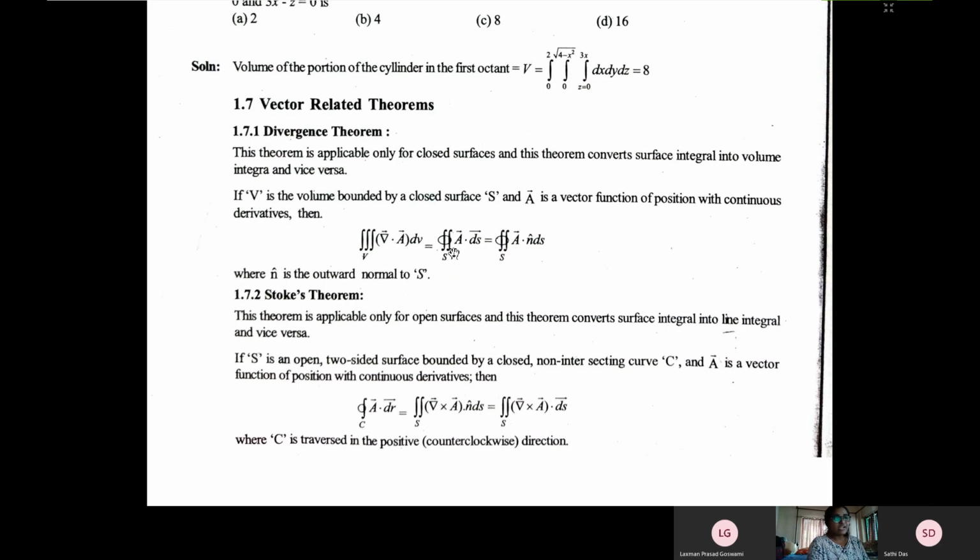Okay, so here this is the divergence theorem. Here the surface integral is closed, and for Stokes' theorem the line integral is closed. Okay, and I think that you know how to find out the divergence of A and how to find out the curl of A. If you don't know how to find out, go to the previous lecture.